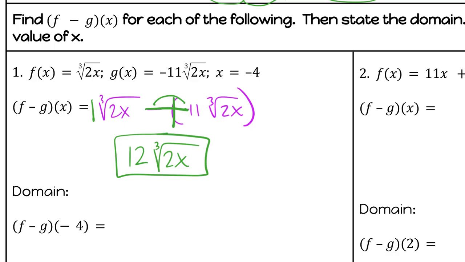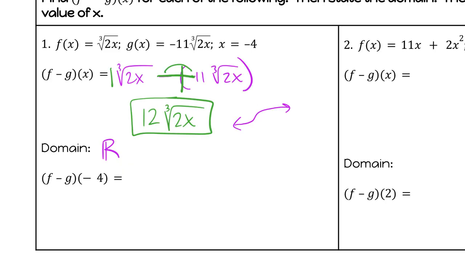All right, and then domain, this is a cubed root function. And a cubed root function, remember, it looks like that S shape. So it doesn't have any domain restrictions. It would just be all real numbers. And finally, we can evaluate this for negative 4. So let's plug in negative 4.